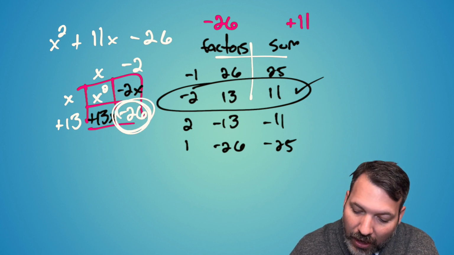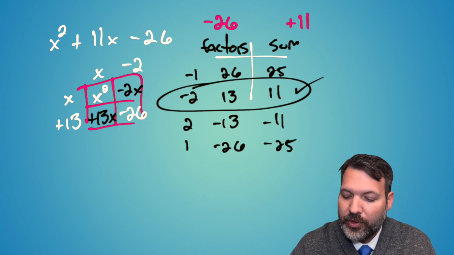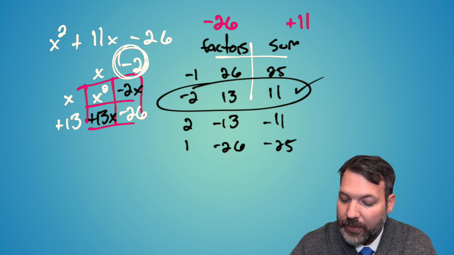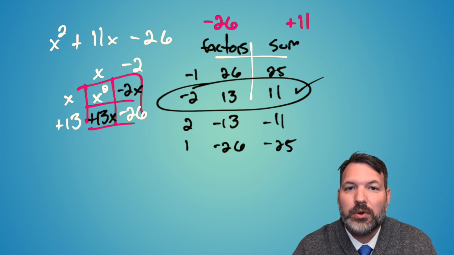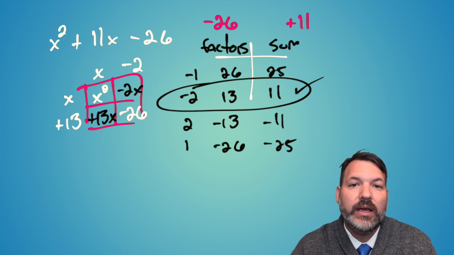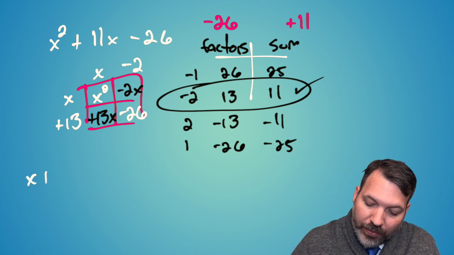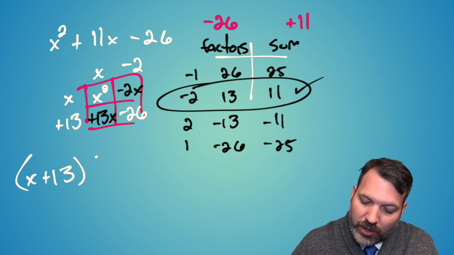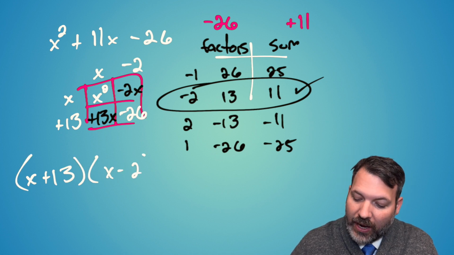This final column and row always comes from the product, negative 2 times 13, and so it always gives us a way to check our work. Is it true that negative 2 times 13 is negative 26? Yes. And so for sure, this must have come from the binomials x plus 13 and x minus 2.